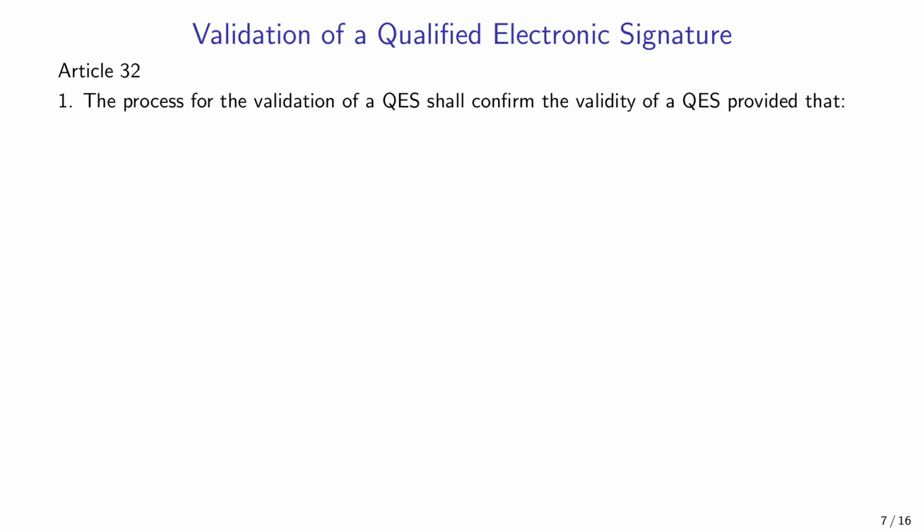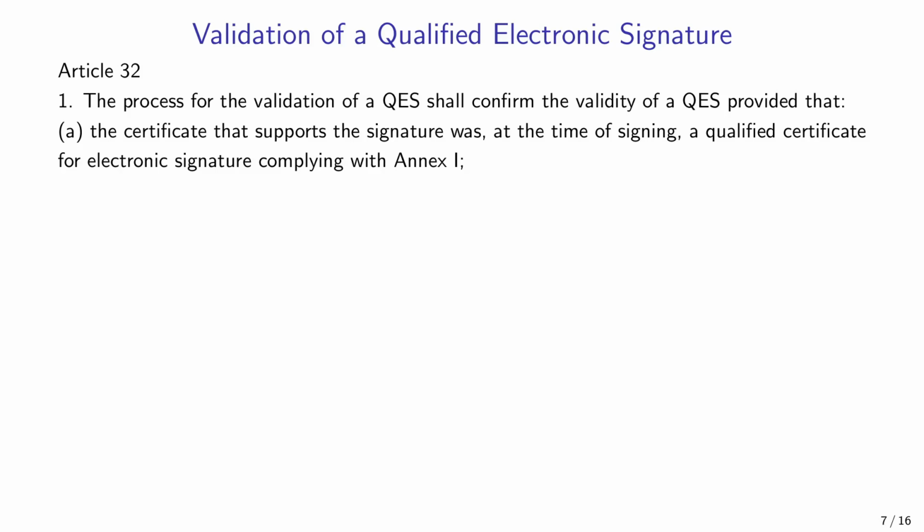Now let's talk about the validation of a qualified electronic signature. So, what are the legal requirements that a signature has to satisfy to be recognized as a qualified electronic signature? eIDAS Article 32 specifies that the process of the validation of a qualified electronic signature shall confirm the validity of a qualified electronic signature provided that, and several points. A, the certificate that supports the signature was, at the time of signing, a qualified certificate for electronic signature complying with Annex 1, which makes sense.